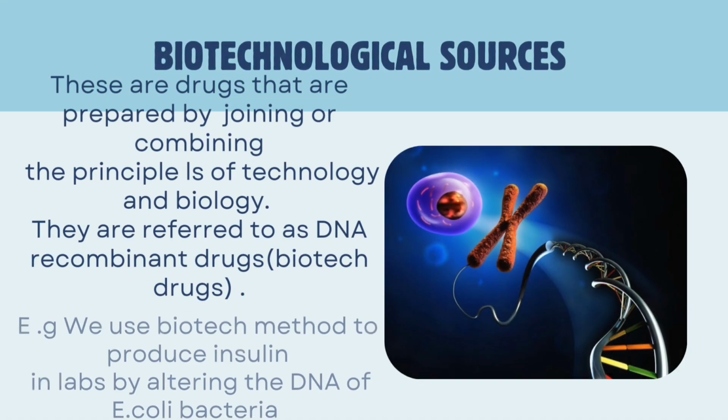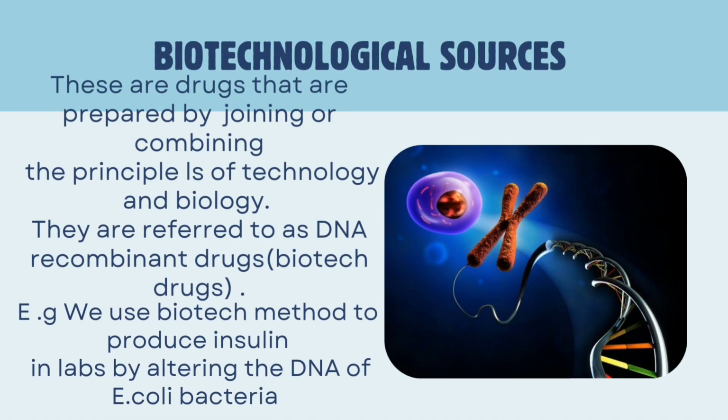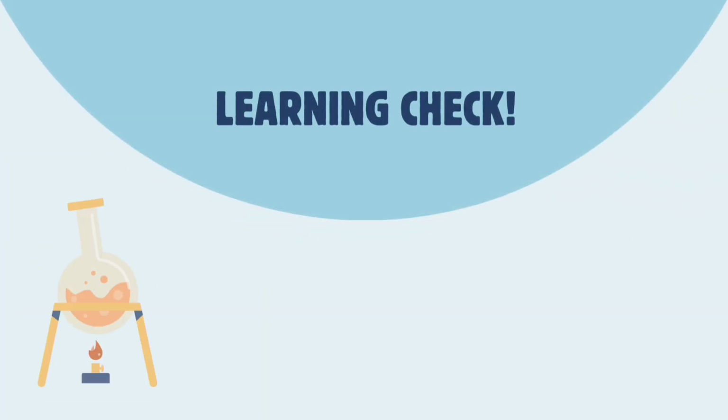The last example is the biotechnological sources, or you can also call it the recombinant DNA technology sources. They are drugs that are prepared by combining the principles of technology and biology. They are referred to as recombinant DNA drugs, otherwise known as biotech drugs. An example is that we use biotech methods to produce insulin in the lab on a massive scale by altering the DNA of E. coli bacteria. And that is all for today.